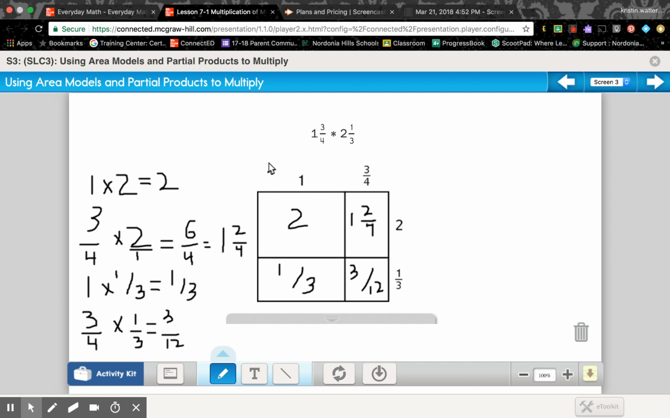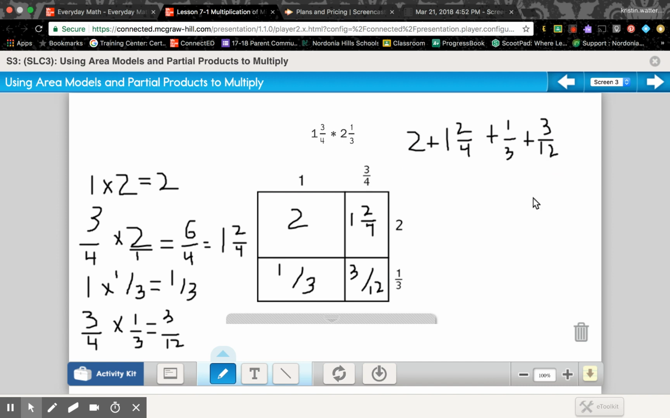So our final step is to add all our partial quotients up. So we have to add up 2 plus 1 and 2/4 plus 1/3 plus 3/12. So if we're looking at our denominators here, they're not the same.